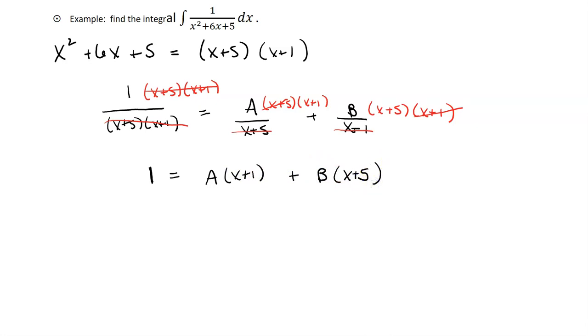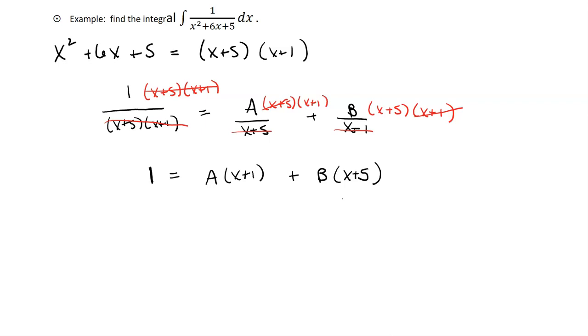Now there's a couple of different ways that you can solve for A and B here. One way is you can multiply everything out and then equate the corresponding coefficients of x, like the coefficient of x squared, the coefficient of x, the constant terms, and find some kind of system of equations to solve. But in a situation like this, there is a shortcut method whenever you have these linear factors like this.